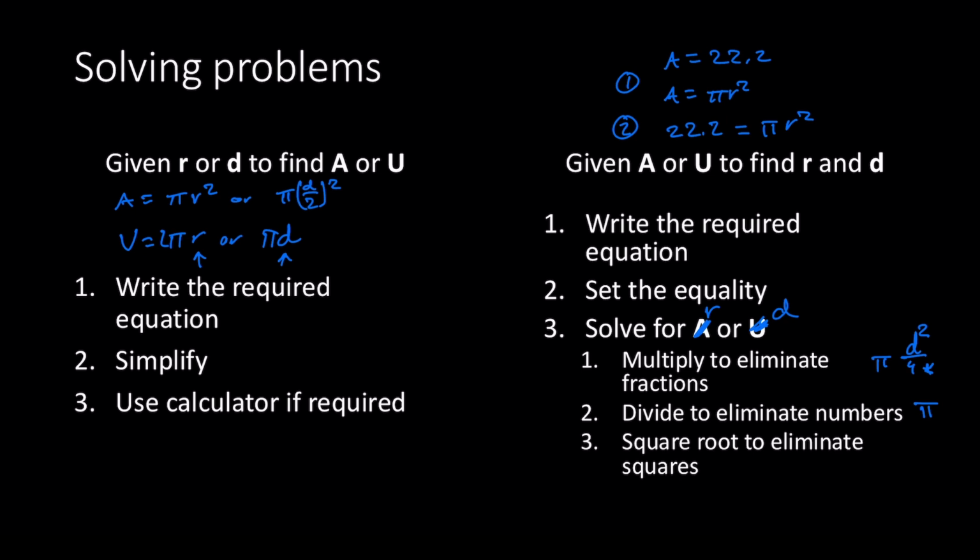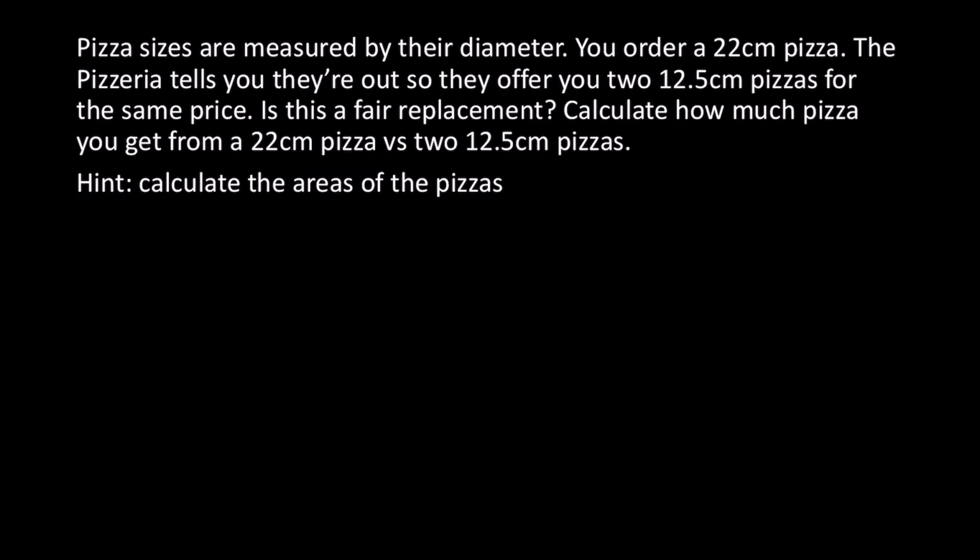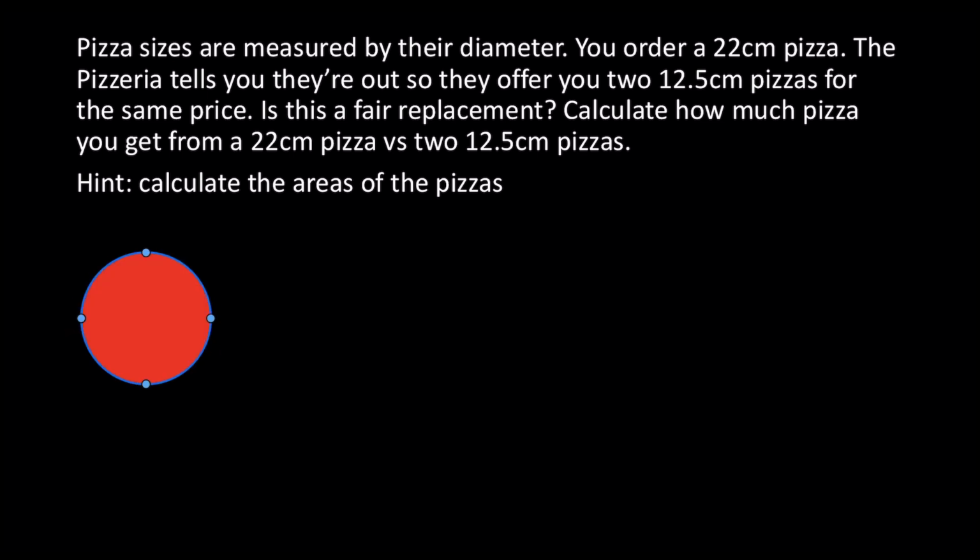And if you want to get rid of the square, you do square root, and they cancel each other out. So pizza sizes are measured by their diameter. So if you order a 22 centimeter pizza, what does this mean? Well, that means that you ordered a pizza that had a diameter of 22 centimeters.